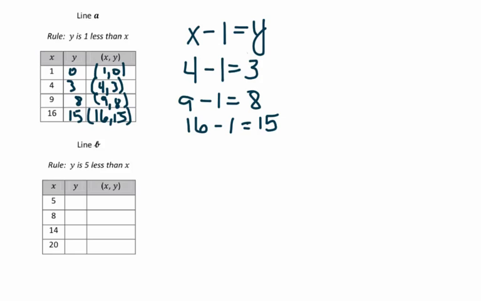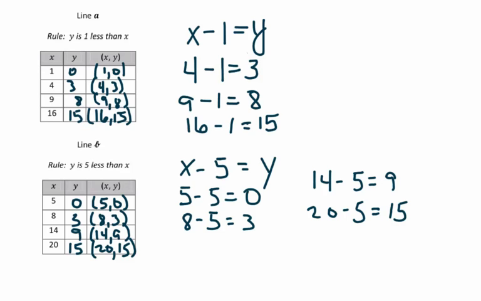So we're going to go ahead and fill out the table for line B, and that rule is y is 5 less than x. Okay? So I wrote x minus 5 is equal to y. Now we're just going to substitute the value that they gave us for our x. Okay? And we fill out that chart a lot like we did for line A.